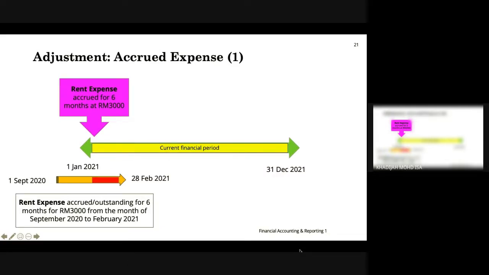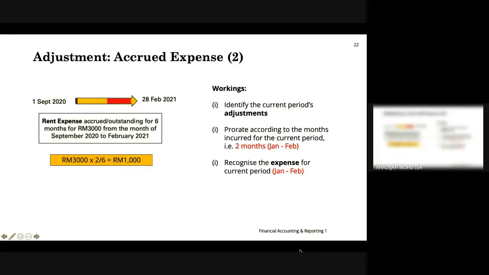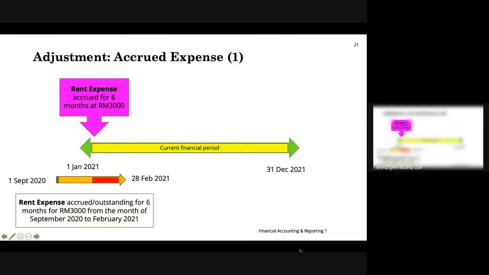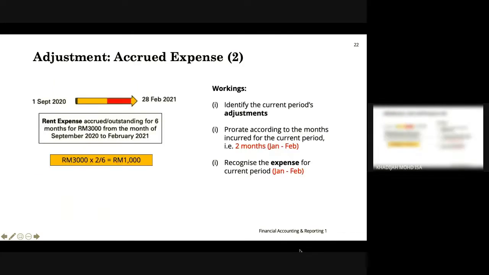Okay, he did it on 1st September. The expenses incurred since 1st September 2020 until 28 February 2021. So you have to recognize the 2 months period first too, right? Because now you're talking about expenses that have been incurred but have not been paid. So the 2 months period is in 2021, so you allocate that for 1,000, prorated that.